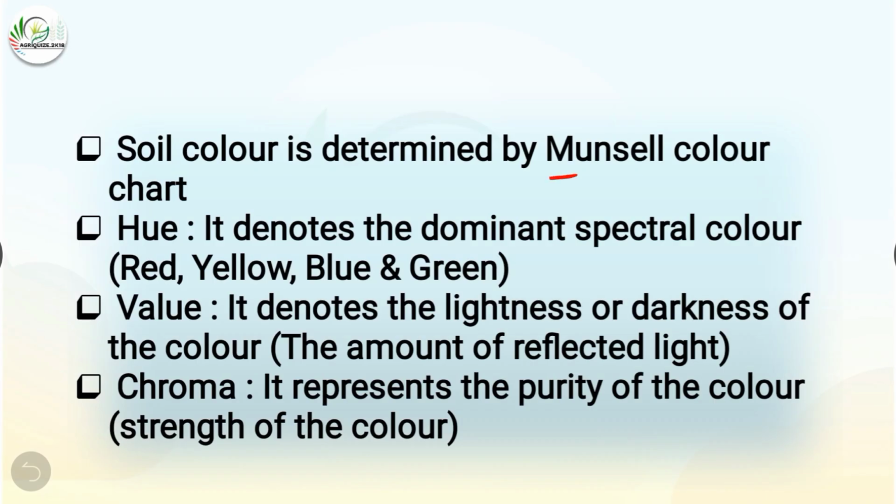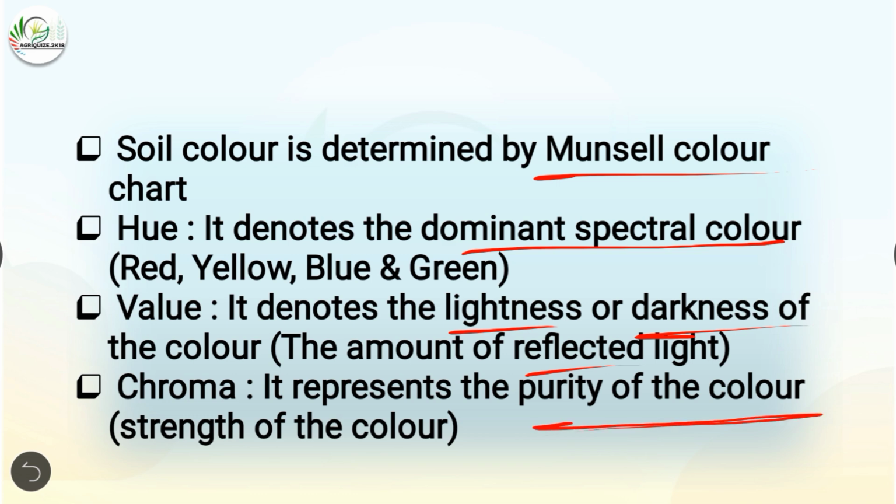Soil color is determined by Munsell color chart. Hue, it denotes the dominant spectral color which includes red, yellow, blue, and green. Value, it denotes the lightness or darkness of the color, the amount of reflected light. And chroma, it represents the purity of the color, that is the strength of the color.